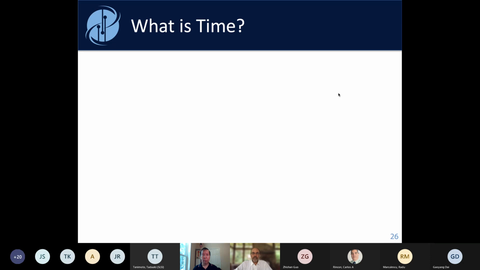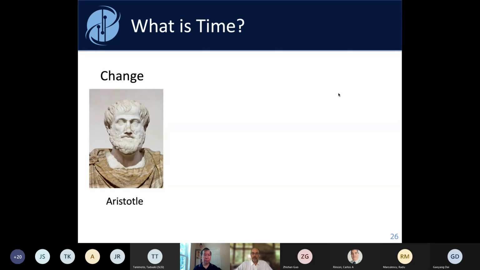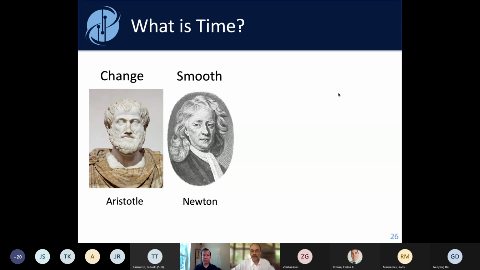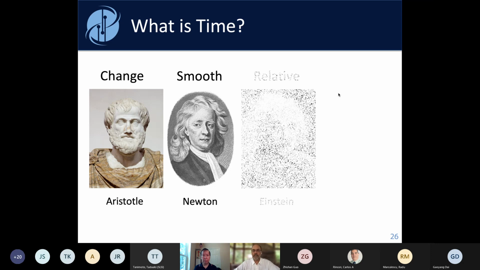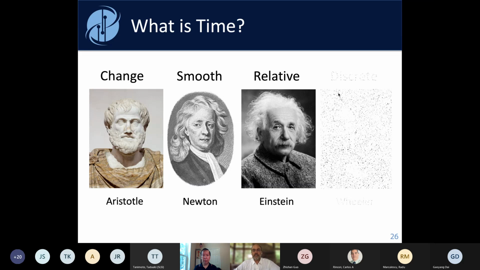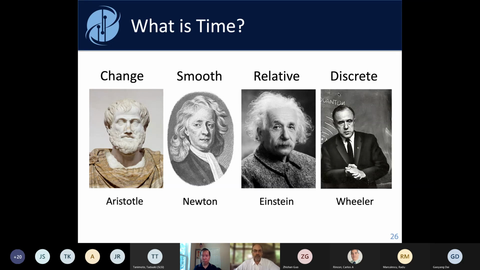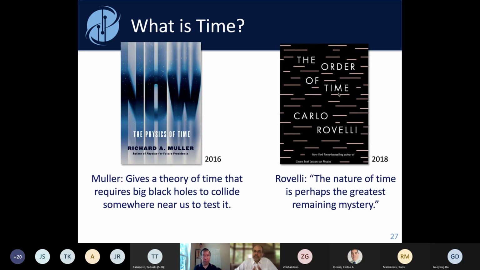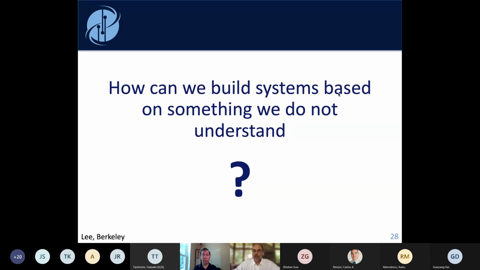So what is time? Well, in physics, it's hugely problematic. I mean, you can go back to Aristotle, who kind of modeled time as just change. Newton had what has been certainly one of the most successful models of time, but it turned out it was not very accurate, and relativistic time kind of undermined it. And one of the big debates in physics right now is whether time is actually continuous or discrete. If you look at what physicists say about this, you'll find that it's unresolved. So this book by Richard Muller about the physics of time, Muller gives a theory of time that requires, in order to be testable, he says that we're only going to be able to test this theory if we happen to have a couple of big black holes that collide somewhere near us and we can measure what they do. And Carlo Rovelli, in this book called The Order of Time, says the nature of time is perhaps the greatest remaining mystery. So how can we build systems based on something we don't understand?